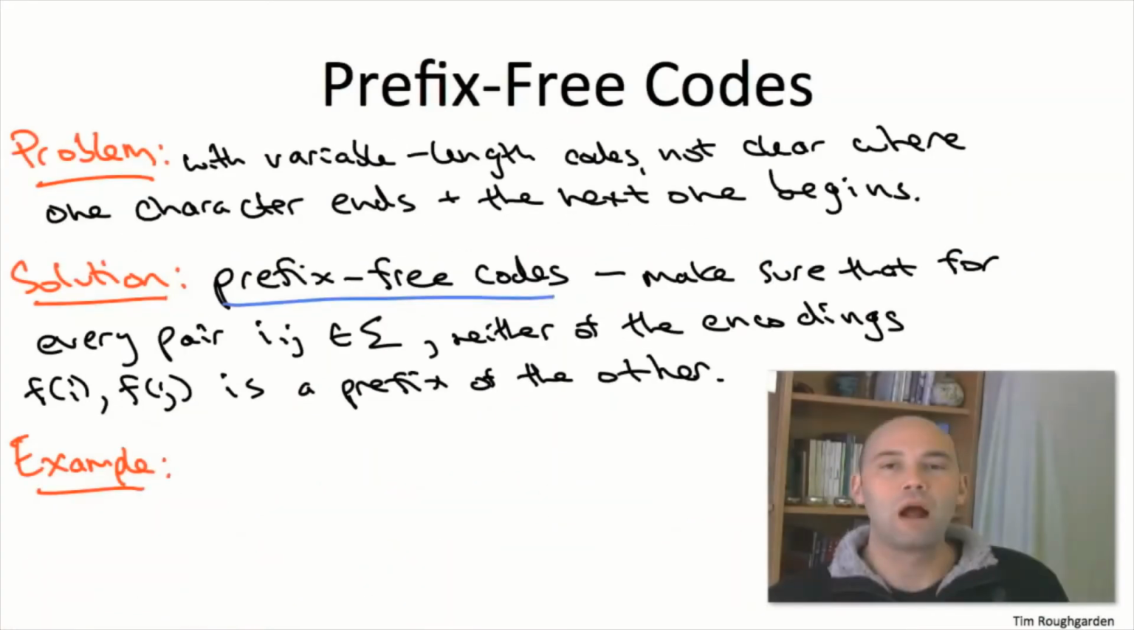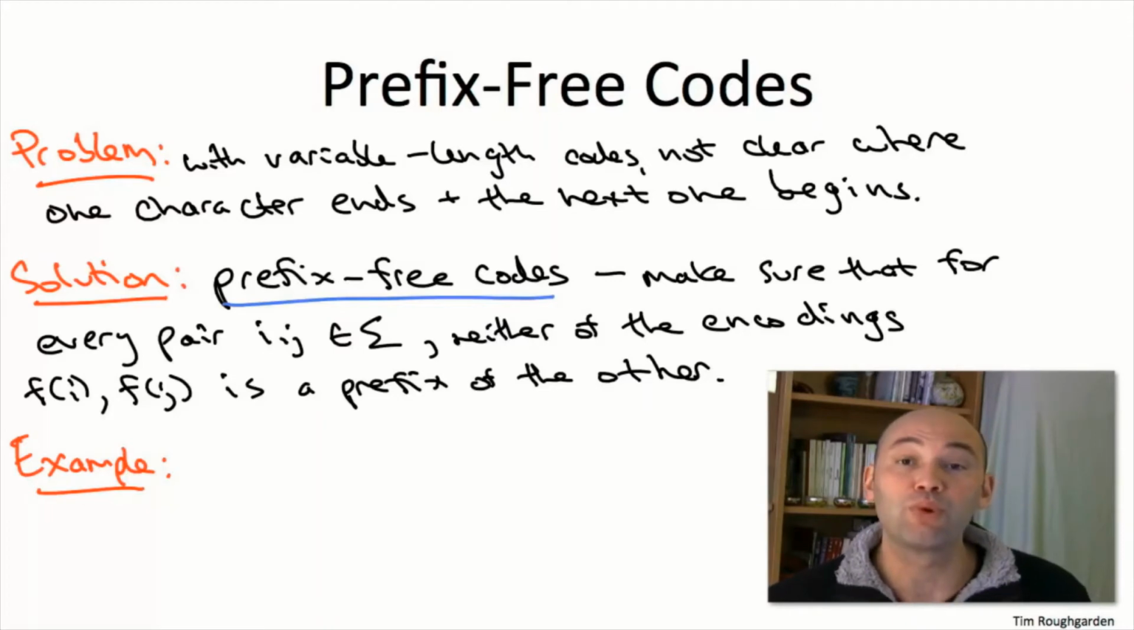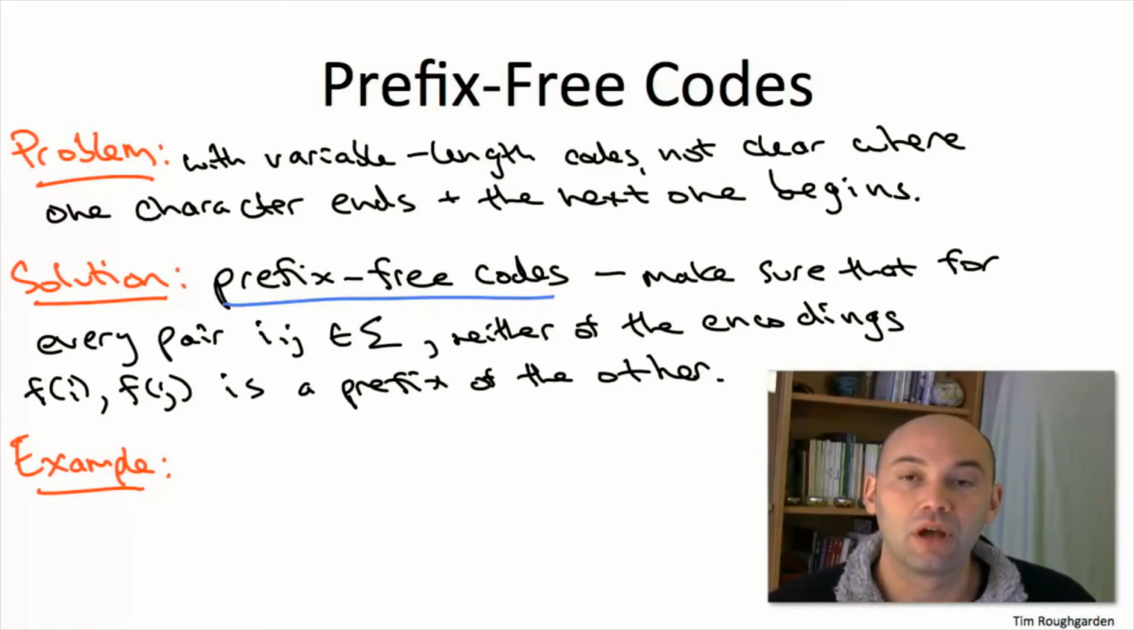So to solve this problem, that with variable length codes and without further precautions, it's unclear where one symbol ends and where the next one begins, we're going to insist that our variable length codes are prefix-free. What this means is when we encode a bunch of symbols, we're going to make sure that for each pair of symbols I and J from the original alphabet sigma, the corresponding encodings will have the property that neither one is a prefix of the other.